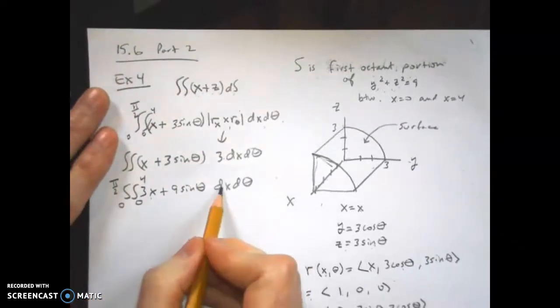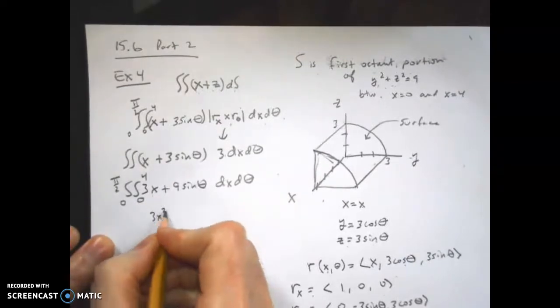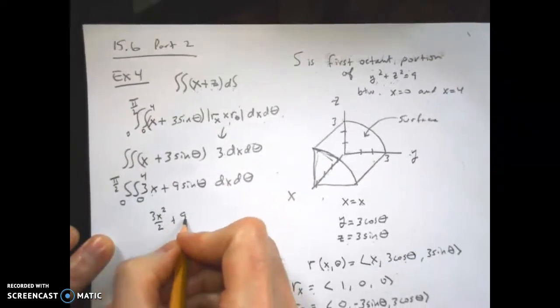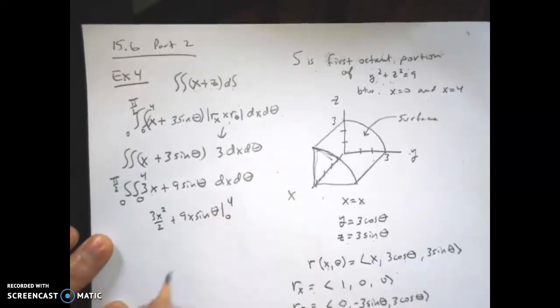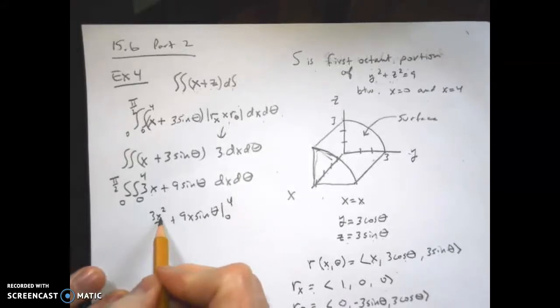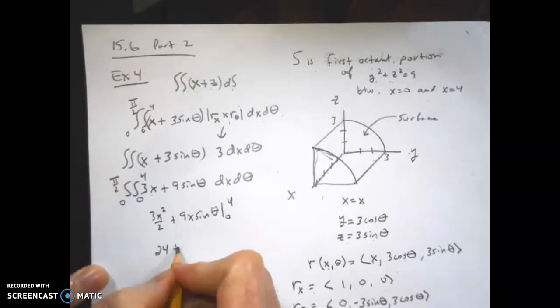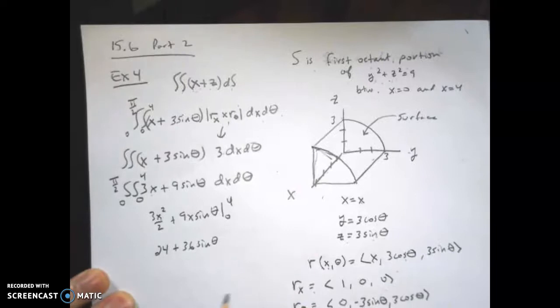We take the antiderivative with respect to x, so 3x squared over 2 plus 9x sine theta, from 0 to 4. That's going to be 3 times 16, which is 48, divided by 2, so 24, plus 36 sine theta.